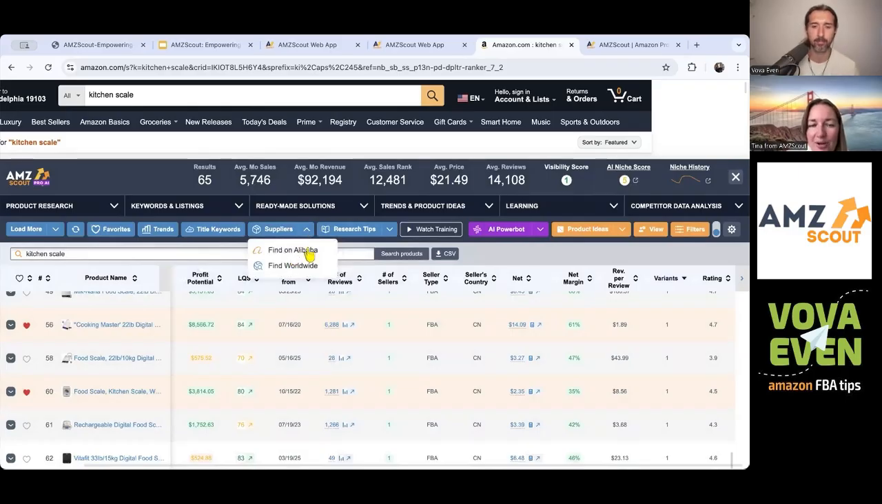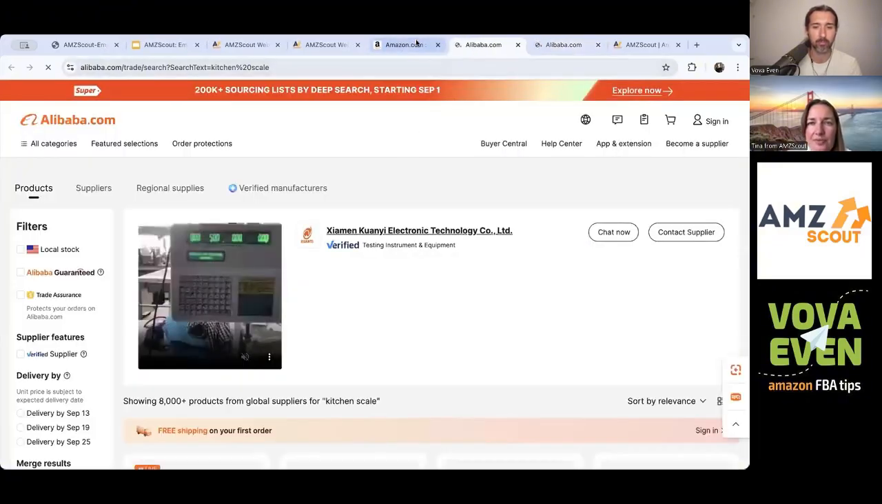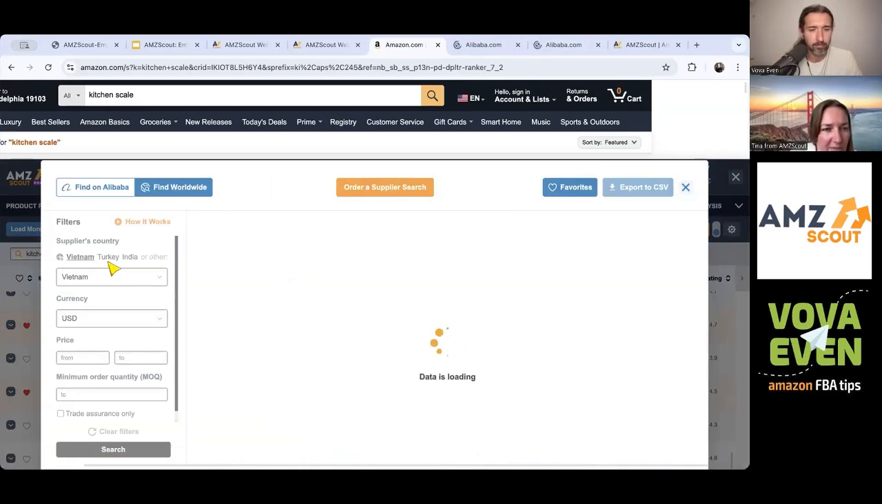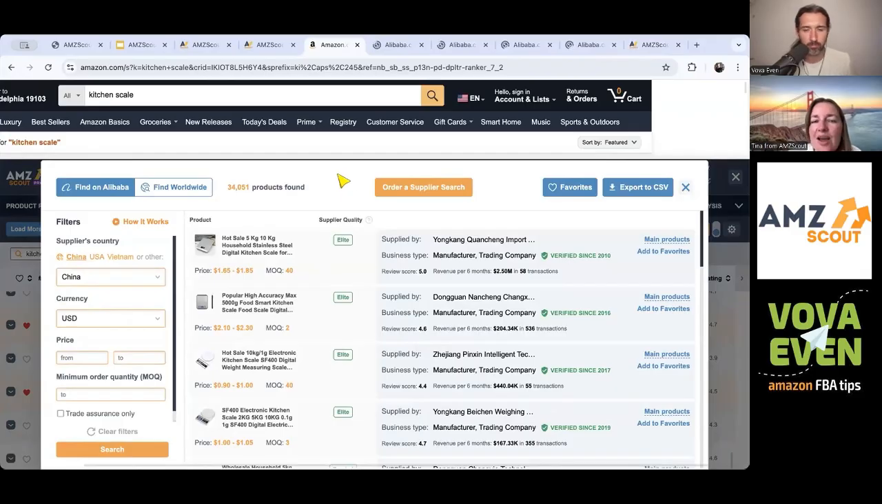So you can find a supplier on Alibaba, among Chinese suppliers, and worldwide. Let's, for example, find them worldwide. So the data is loading and we are looking in Vietnam, but you can switch to Turkey, India, and some other countries. Sorry, it opened the pages on Alibaba as well. Maybe I clicked something. What's going on? Let's find something on Alibaba. So that's the search results for kitchen scales in China.